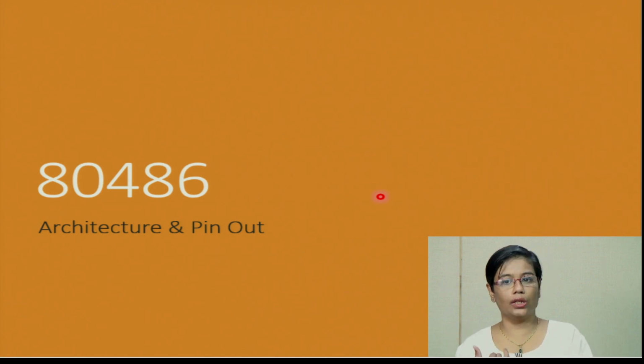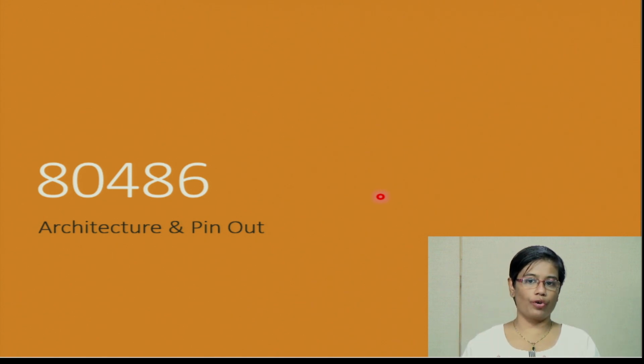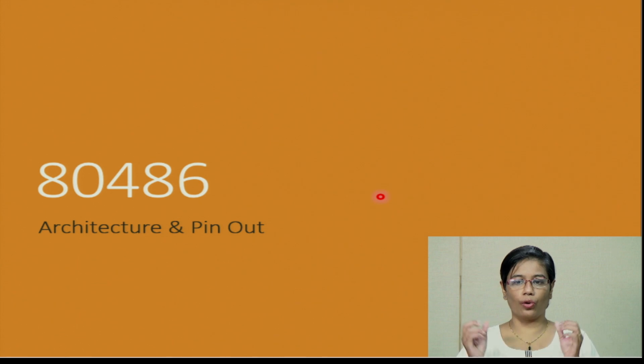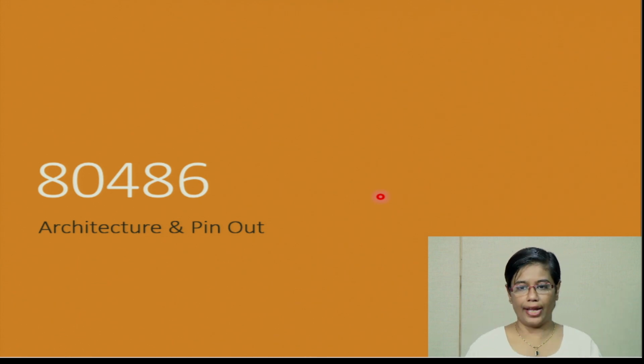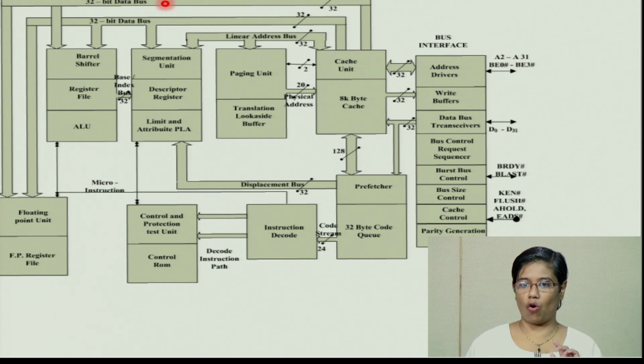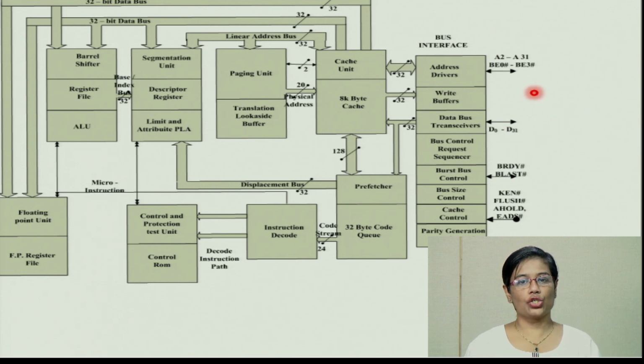80386 is also a 32-bit processor. 80486 is also a 32-bit processor. They have a lot of common characteristics. What we will look at more is what is the difference between the 486 and the 386 architecture. So as I said, 80386 is also a 32-bit processor. You have a 32-bit data bus. This is the internal data bus of 80486. This shows the architecture of the 80486 processor.